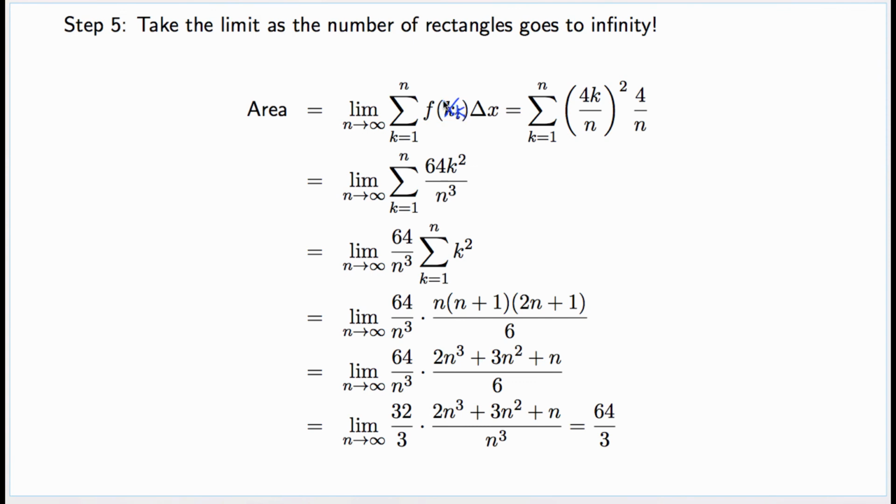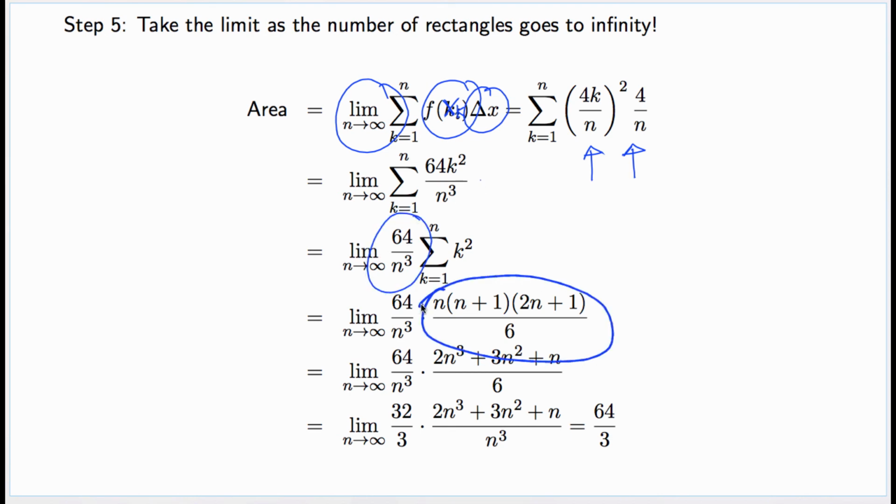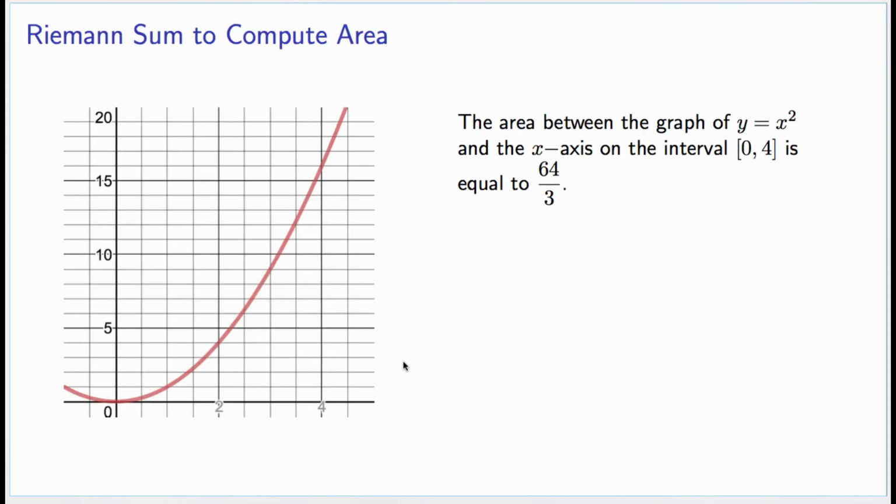So again here, the idea is that we just added up the areas of our rectangles, so we have our height times our width, and then we take the limit as the number of rectangles goes to infinity. We had to find the height of each one and the width of each one, and then we just simplified that expression, pulled out our constants, used our summation formula that I'll give you, and then we just computed the limit. So to conclude, the area between the graph of y equals x squared and the x-axis on the interval 0 to 4 is equal to 64 over 3.